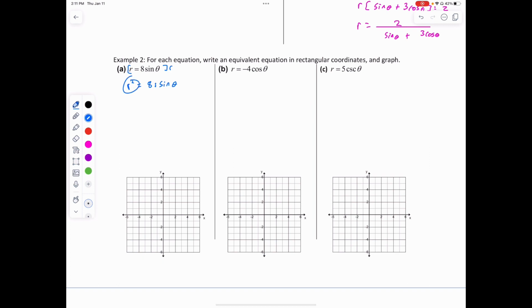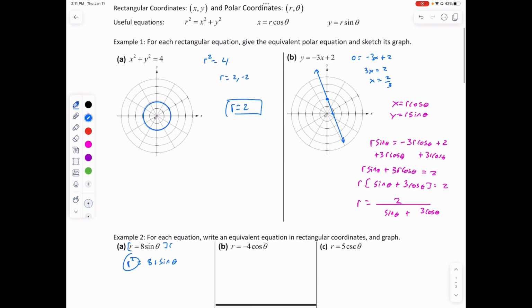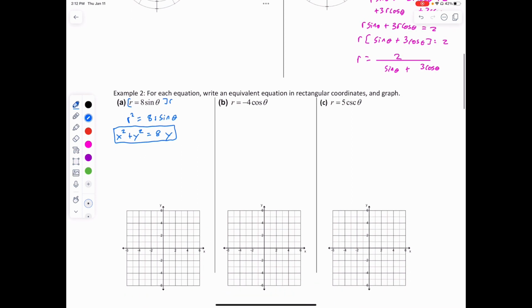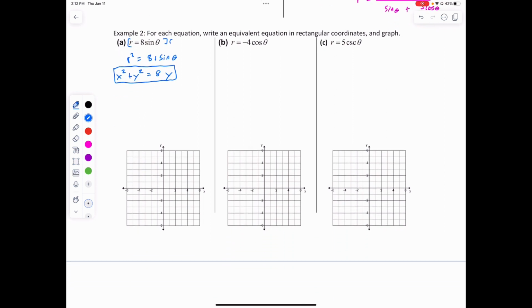One is I know what r squared is equal to. From the Pythagorean theorem, I know it's equal to x squared plus y squared. But I also know this r sine theta is going to be y. And so I'm getting this into a form that's going to allow me to substitute. This r squared is x squared plus y squared. This r sine theta is really just y. And now we have an equation that is in terms of x and y's, which is a perfectly valid form for an equation.